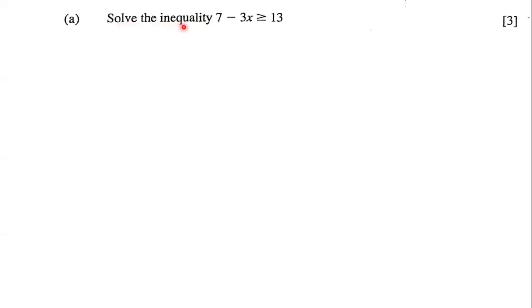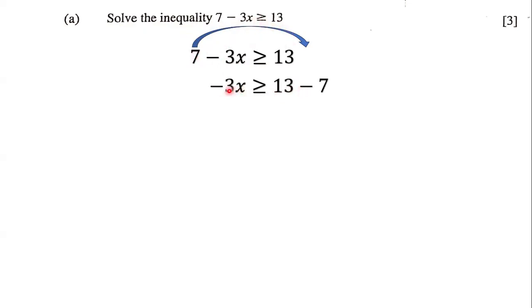Solve the inequality 7 minus 3x is greater than or equal to 13. So we have this inequality here, and we need to solve it. The first thing that we're going to do is take 7 and send it over the inequality sign. It was a positive 7, but when we send it over, it becomes a negative 7. And so we have negative 3x is greater than or equal to 13 minus 7.